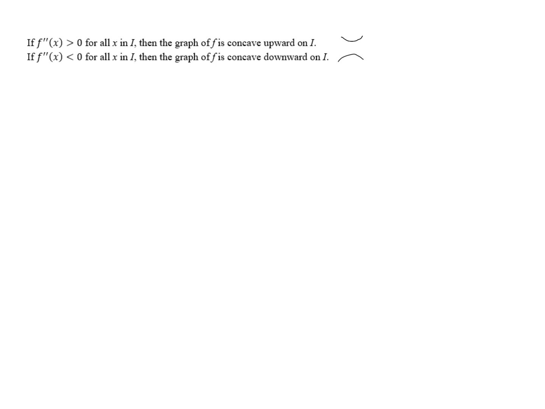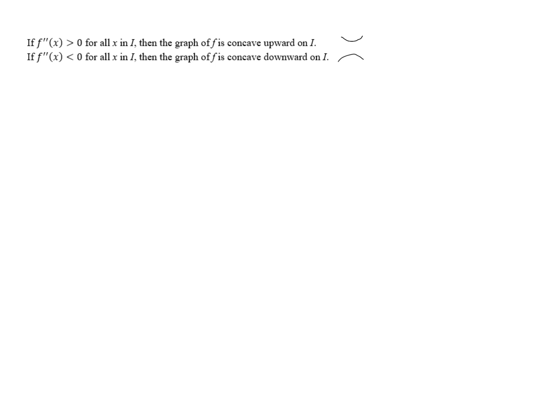I like to think of a positive second derivative as a smile. We smile at positive things. And a negative second derivative as a frown, because we frown when we see negative things. So that's the easy way to remember which ones. So that is how we can tell whether it's going to be concave upward or concave downward.